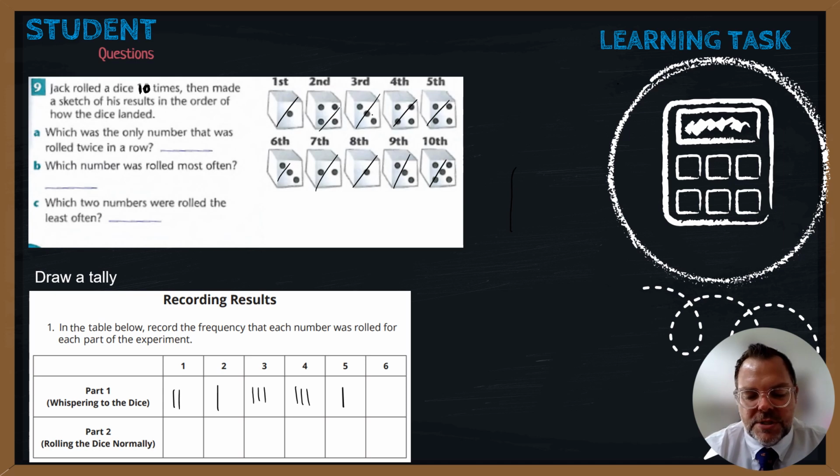You can see the first experiment, Jack's whispered into his dice. Maybe you might like to give it a go without that. But have a go and see how you go with your results. I'm going to show you how we can represent those results as percentages in the next slide.